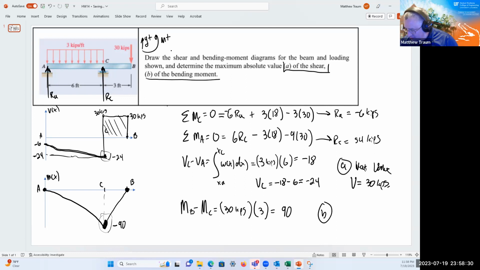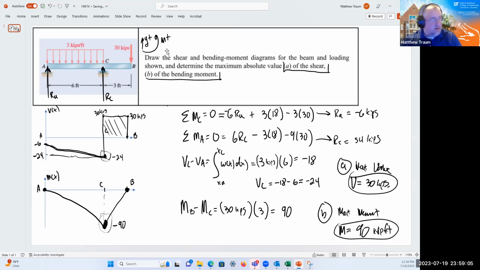Is the maximum bending moment. I'm just taking the absolute value. This is a negative, but all I care about is the absolute value. So I'm going to say the maximum moment M is equal to 90. And that's going to be kip-feet. Okay, so those are my answers. Thanks for your attention.